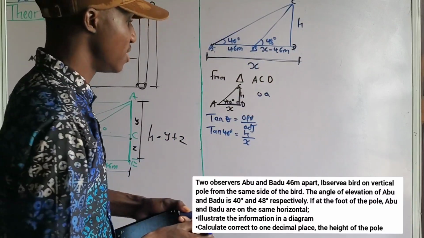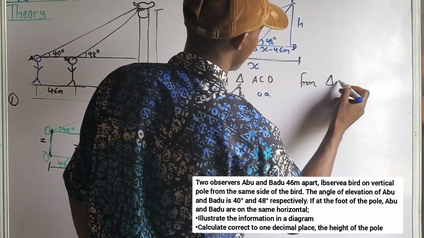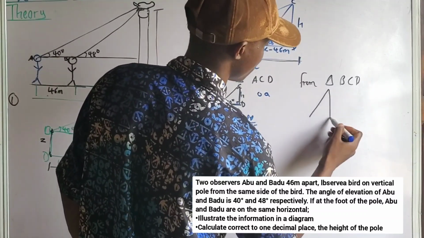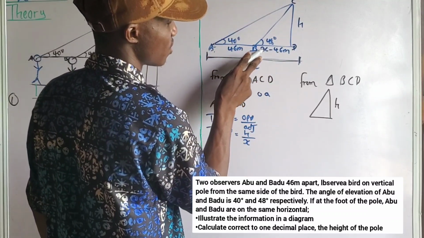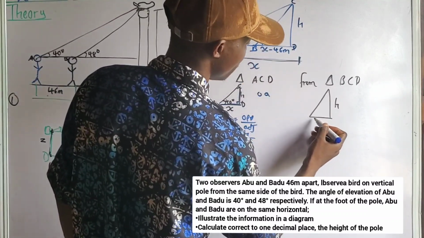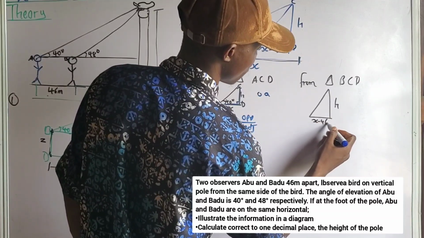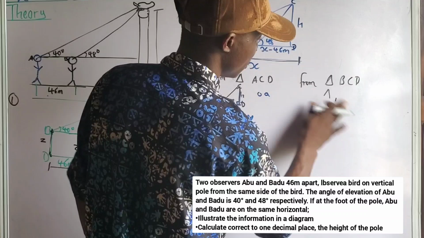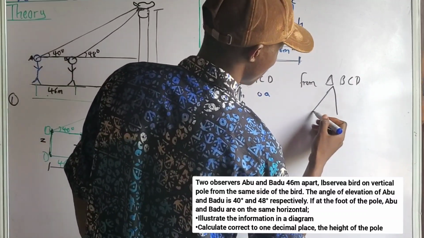From triangle BCD, we are going to have something like this. We also have h here. From this triangle we are going to have x minus 46 meters as the adjacent. If you cannot see my writing, let me redraw the triangle. If you didn't understand what I'm doing, let me know in the comment section.